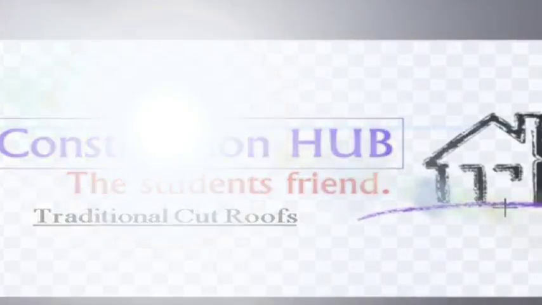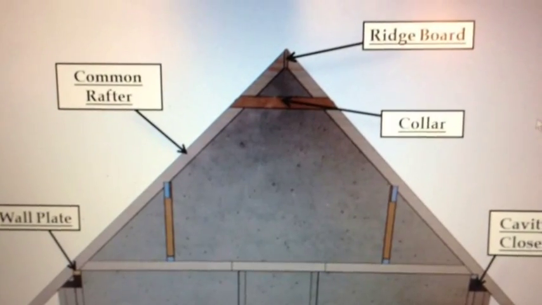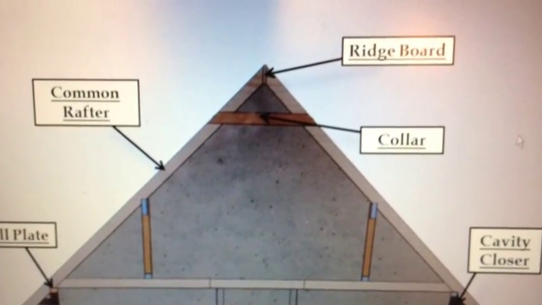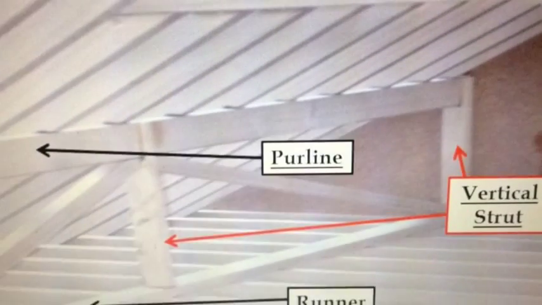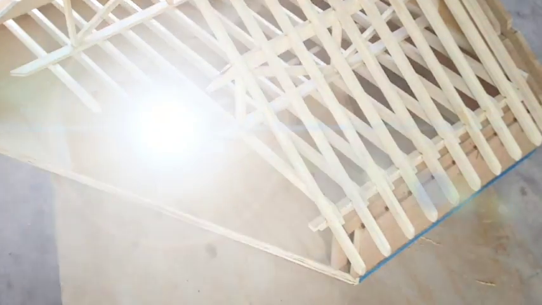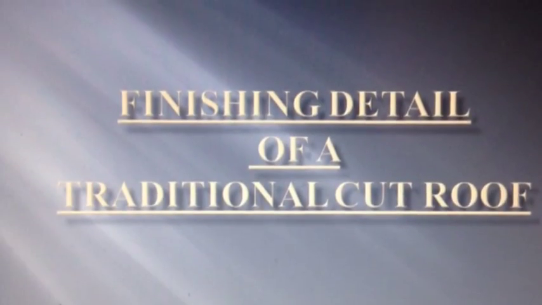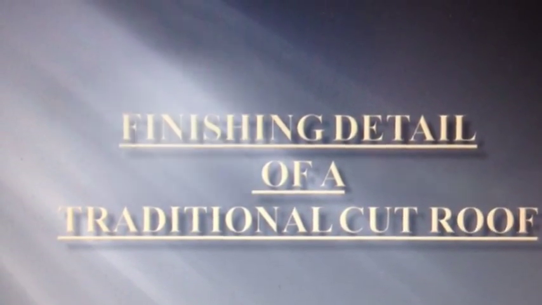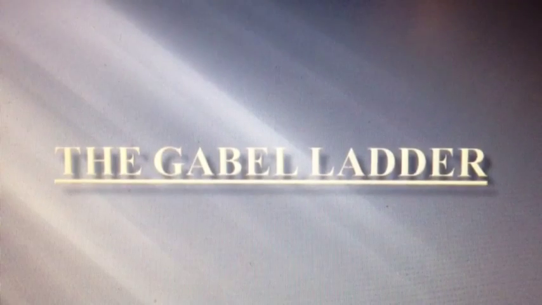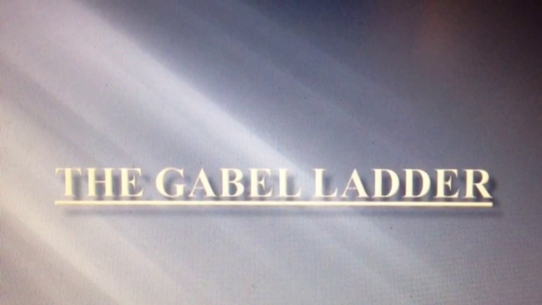In the last video we focused in on the necessary components that make up and give structural strength to the traditional cut roof. In this video we are now going to continue from this to cover the finishing detail of our traditional cut roof. Let's first focus in on the detail of the gable ladder, its function and the components that make it up.